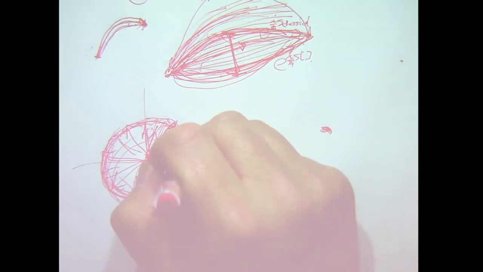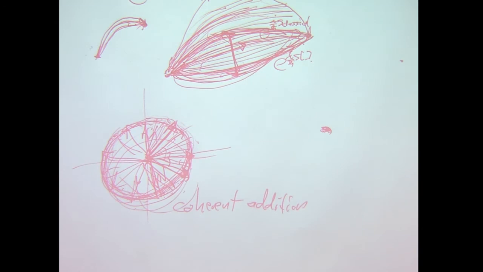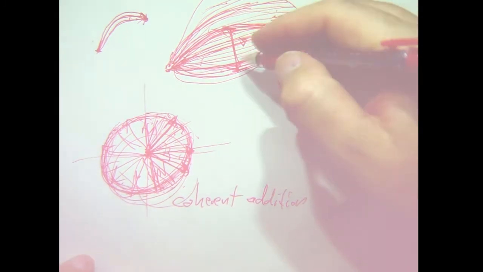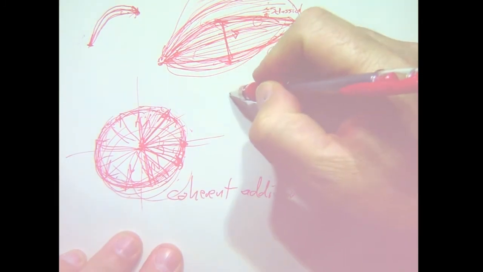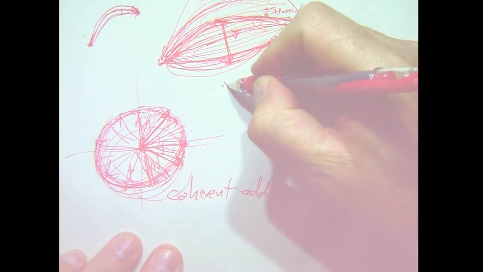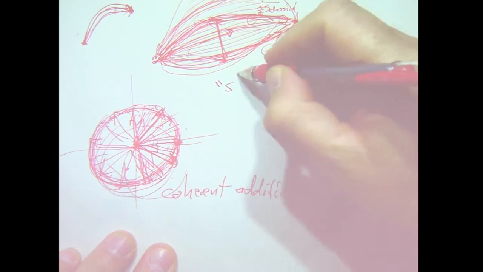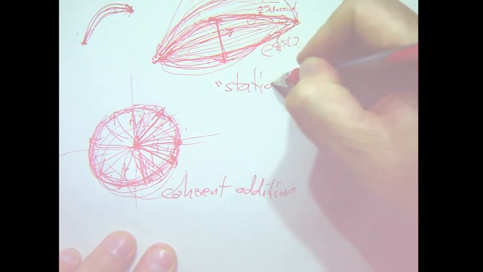Okay, but the fact that it averages to zero is itself like a path. No, that's the lack of a path. Okay. So that's how it works, and this is essentially what's called stationary phase.